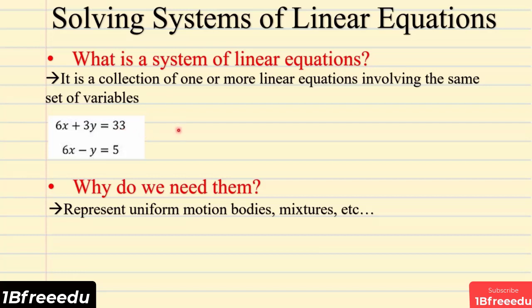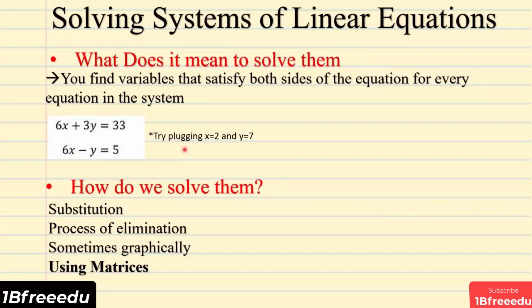Now, the reason we need these sort of equations is because they come naturally when we try to solve problems in uniform bodies, mixtures, finance, and you name it. As far as solving these equations, it means that we are finding some variables, in this case x and y, that satisfy these equations. And here, if I was to try randomly, by some sort of brute force method, different values for x and y, I will eventually come to the conclusion that x equals 2 and y equals 7 satisfies both of these equations.